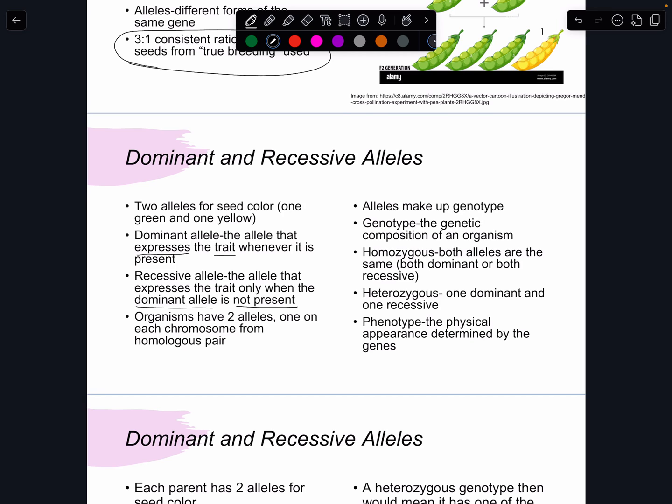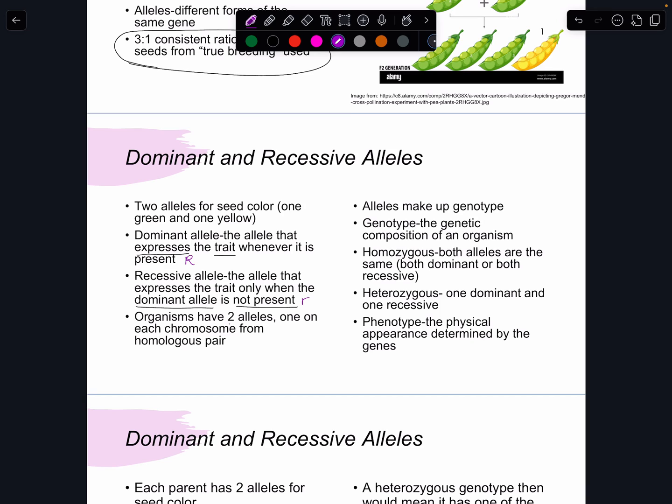The genotype is the genetic composition of an organism, and it can be homozygous, meaning both of those alleles are the same. They're either both dominant or both recessive, or they can be heterozygous, where there's 1 dominant and 1 recessive. And then the phenotype is the physical appearance determined by the genes. I know this is a lot to take in, but you'll start to see this in just a few minutes anyway. So I'm going to write here in purple, dominant. Those traits are typically written as a capital letter, and recessive alleles are written as a lowercase letter. So I've put capital R and lowercase r.